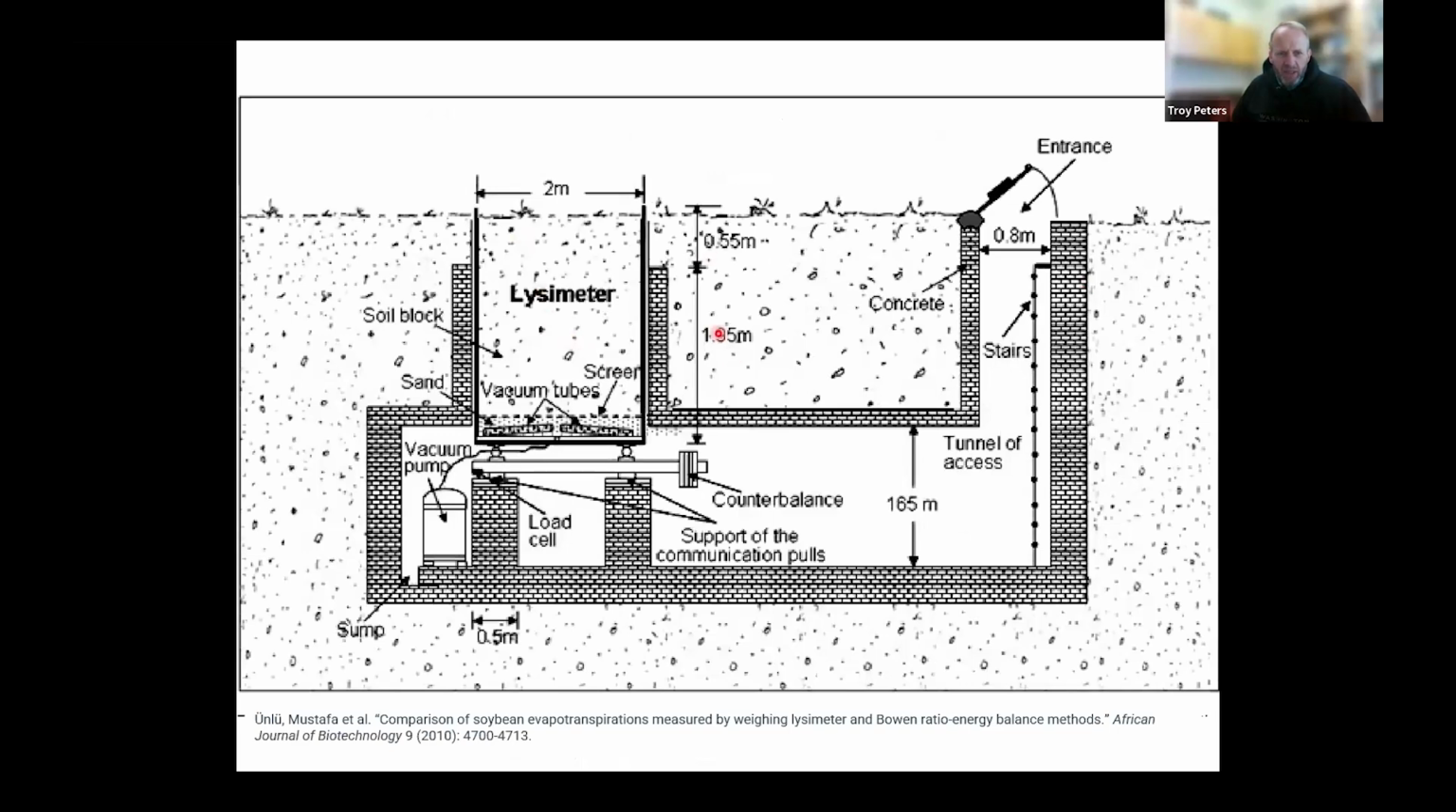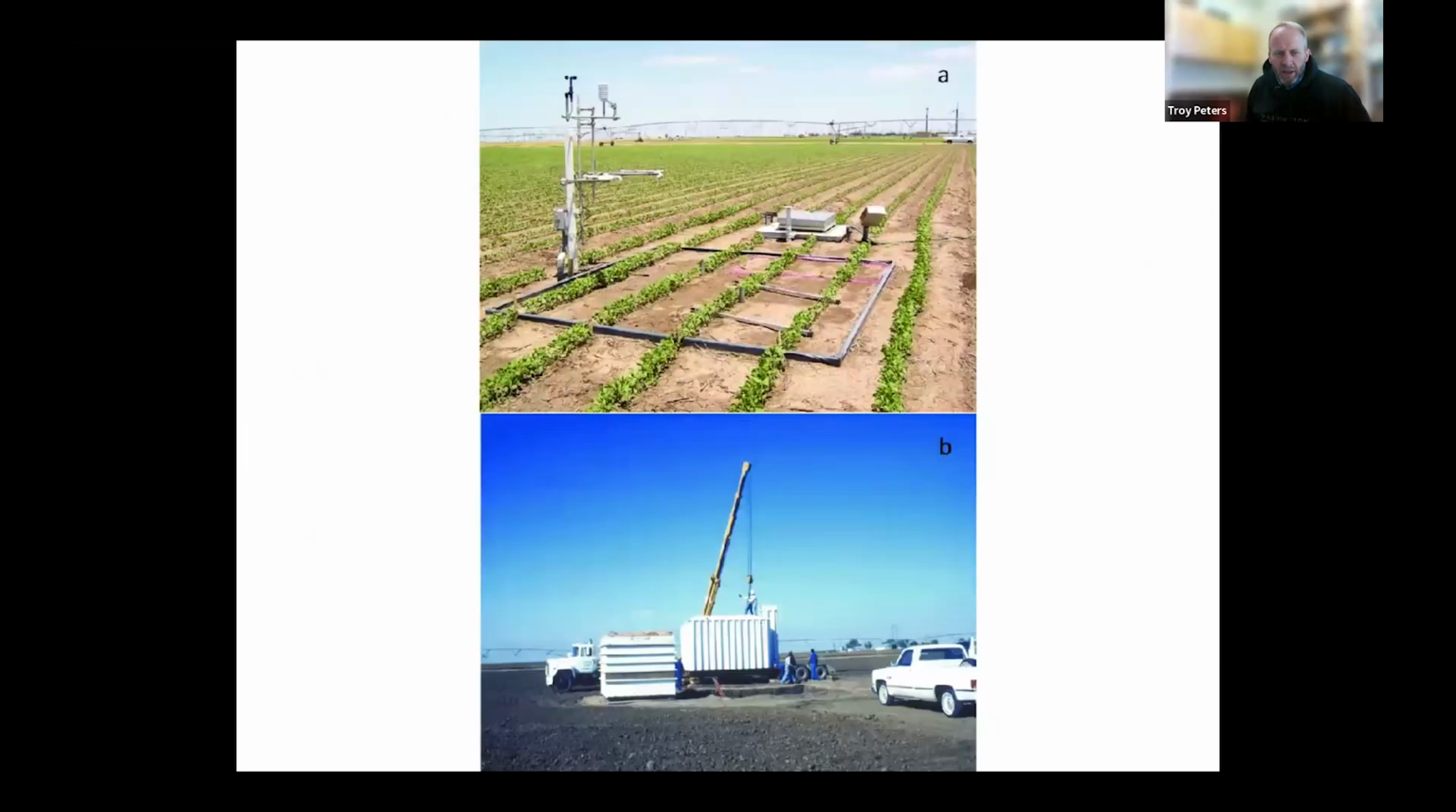So here's another weighing lysimeter. Of course, these are very expensive to build, own, and operate. But this is one direct way of measuring ET. What happens around it is also very important. Water use at the edge of the field does not represent water use in the middle of the field, and so it has to have lots of upstream fetch.